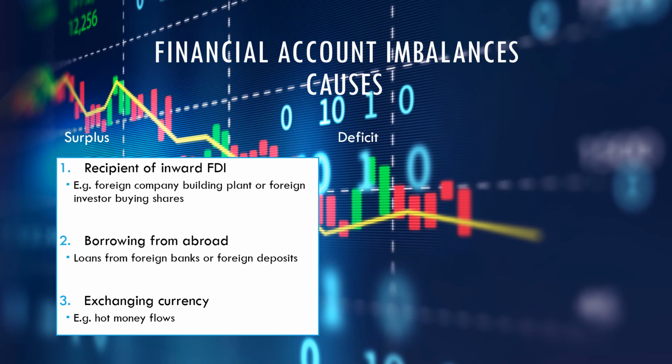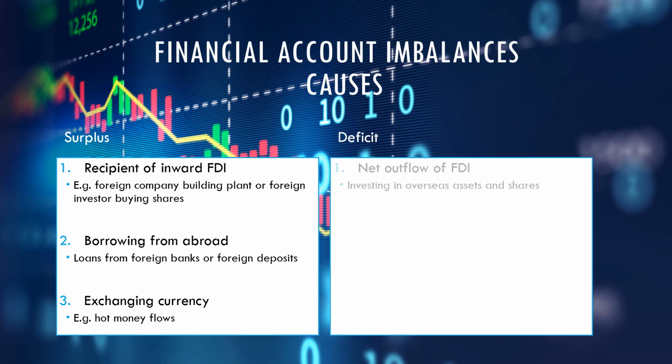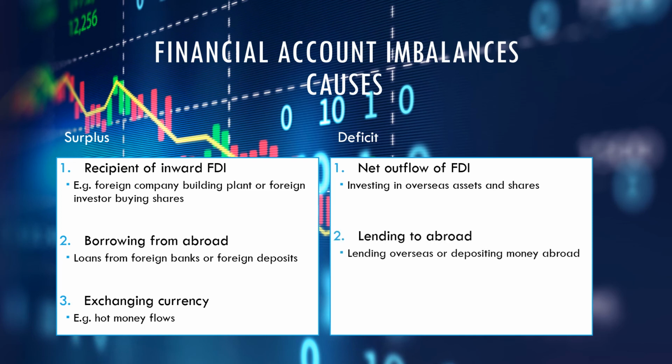If we have a deficit on the financial account because we have a current account surplus, effectively that means money is leaving the country. So maybe we have a net outflow of FDI. We do more FDI abroad than people are doing within the country. So investing in overseas assets and shares. Maybe we're doing more lending abroad than borrowing from abroad. Maybe negative hot money flows. These would all be causes of financial account deficits.